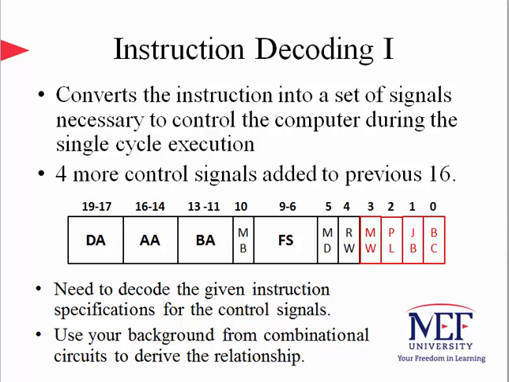We need to decode the given instruction specifications into the control signals. For the hardwired control, we will have to use combinational logic circuits to implement this conversion. Conversion meaning conversion from the instruction, particularly the opcode, into the control word, which is 20 bits long at this point.